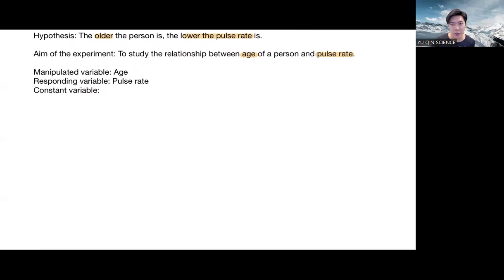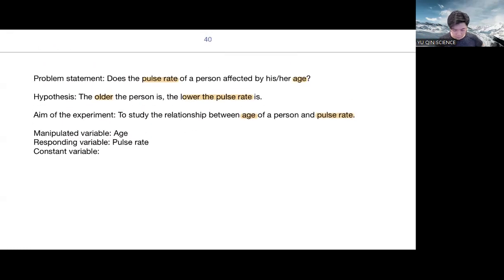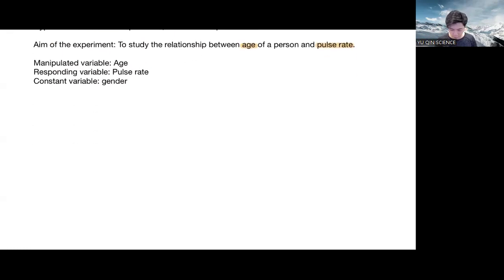Since we're testing on age, we have student, teacher, and laboratory assistant, then everything else, make sure it's the same. Make sure they are the same gender, all male or all female. Make sure they are the same type of activity. Walking upstairs means walking upstairs. It cannot be one walking upstairs and one sitting down reading books. That's not fair.